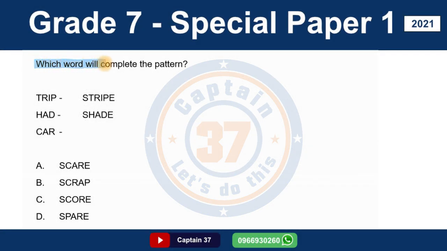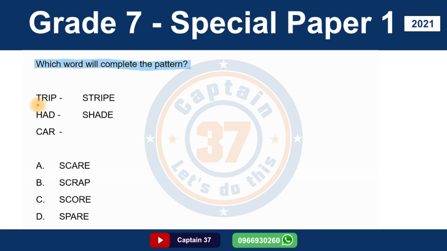Which word will complete the pattern? And so we're given a pattern of words. There is trip, stripe. There is hard, shade. There is car, we don't know. So what do we do? We have to look at how these words are written.